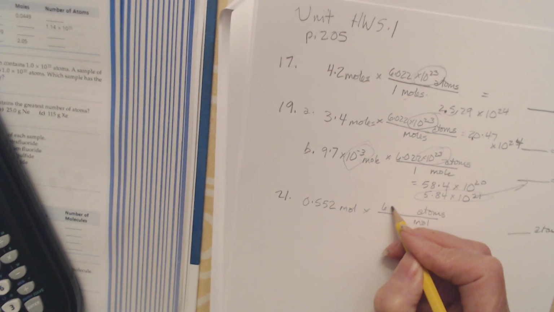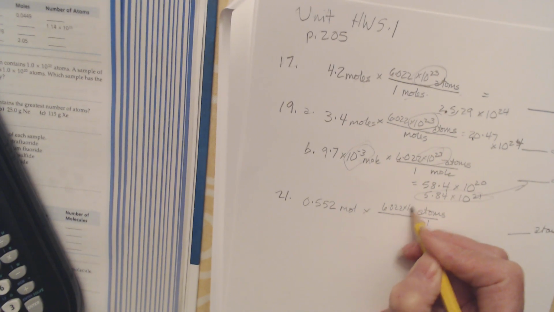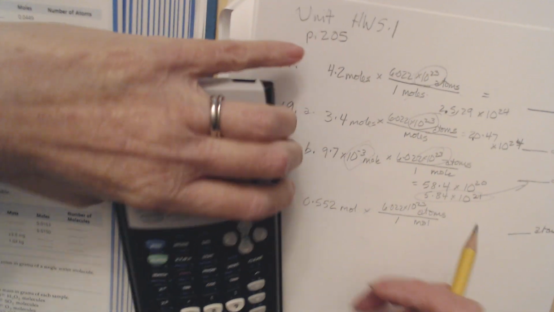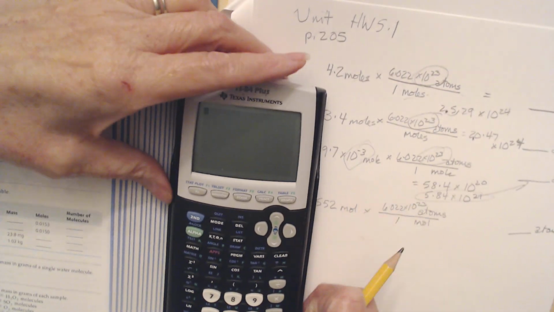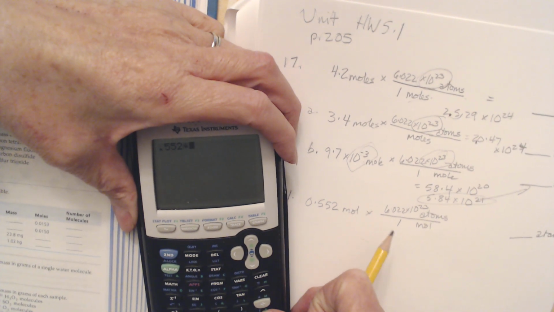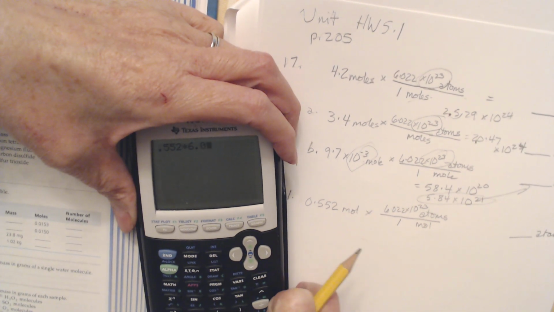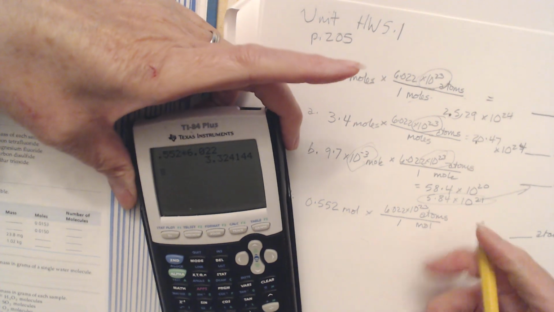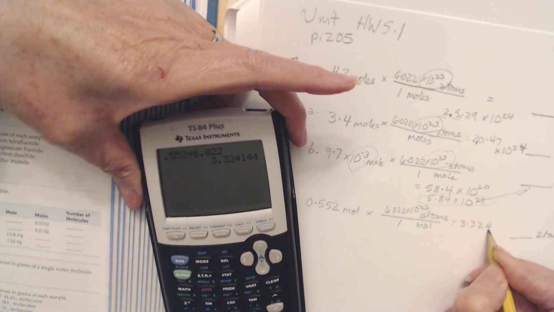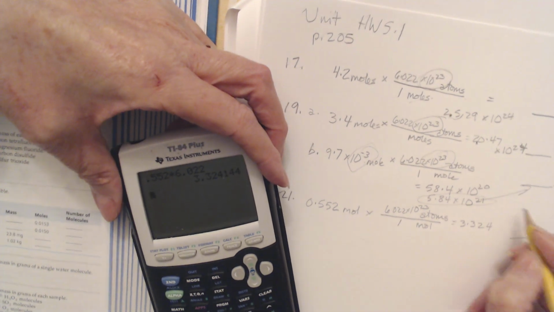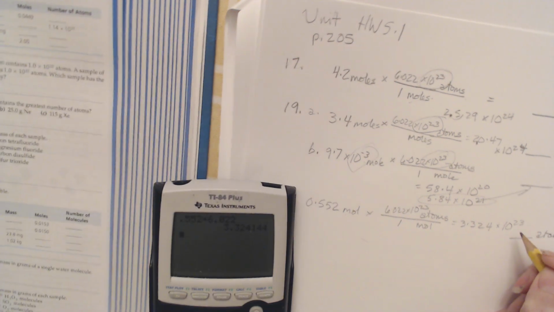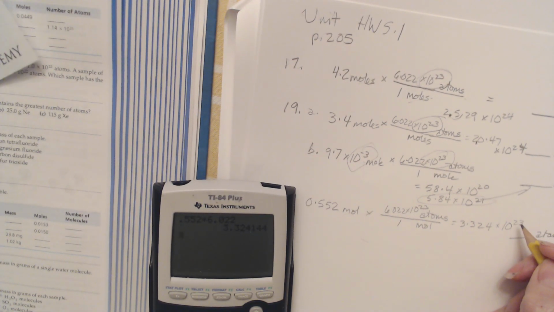So 6.022 times 10 to the 23rd per 1 mole. So now let's figure this out. We've got 0.552 times 6.022 equals 3.324 times 10 to the 23rd. And that's my atoms.